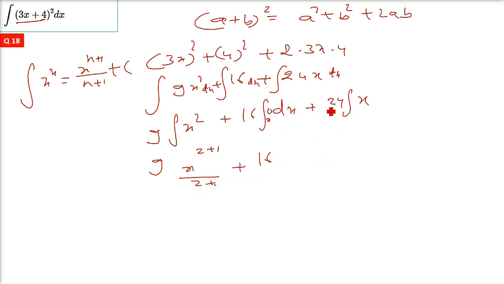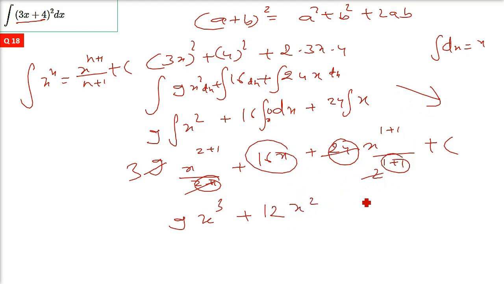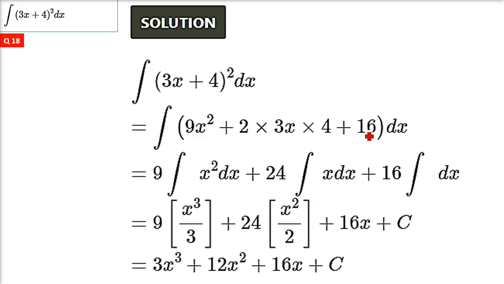By now you have learned that integration of dx is x. 24x square by 2, using 1 plus 1 by 1 plus 1, which is x raised n plus 1 by n plus 1. So 9 by 3 cancels, it will be 3. There is a slight change here. I have cancelled but written 9; it will be 3. And writing the above power first, 12x square, then 16x plus c. This is your final result. If you are doing it by yourself, there is only a slight change: 3x cube is the first term.